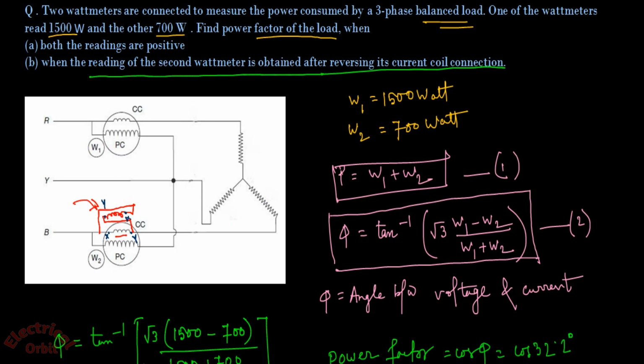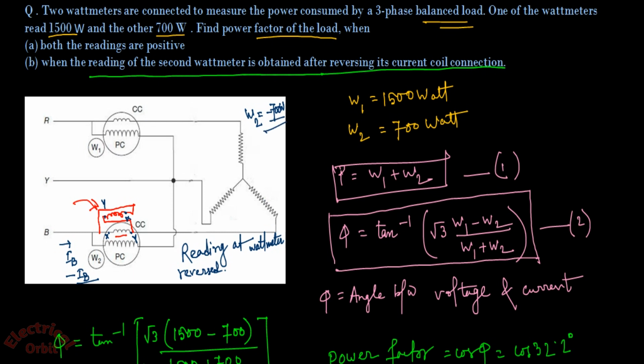So whenever you are reversing the polarity, that means the direction of the current, if previously it was IB, now after reversal it will be minus IB. So whenever the value of the current is negative, then the reading at wattmeter will also be reversed. That means the reading of your W2 will be minus 700 watt.